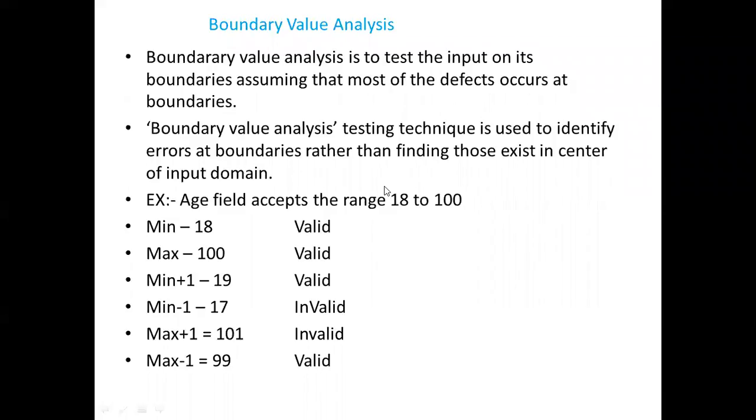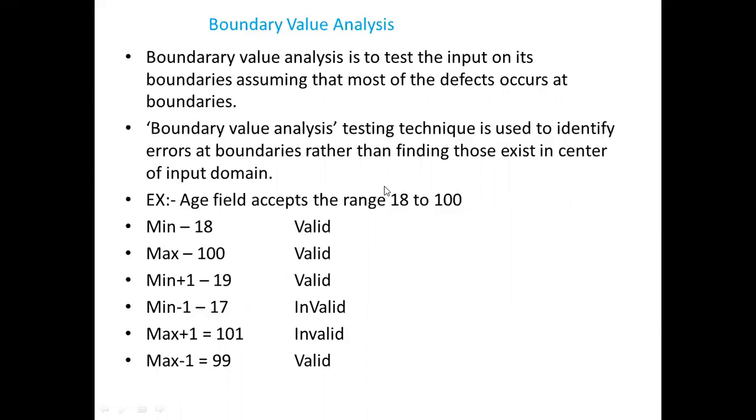Boundary value analysis is used to test the input on its boundaries, assuming that most of the defects occur at boundaries. The boundary value analysis testing technique is used to identify errors at boundaries rather than finding those that exist in the center of the input domain. For example, an age field accepts the range 18 to 100. So here we need to identify a set of test cases by applying boundary value analysis.